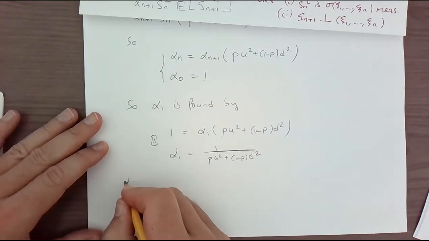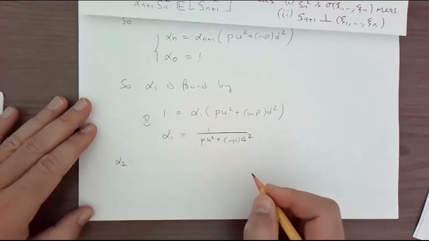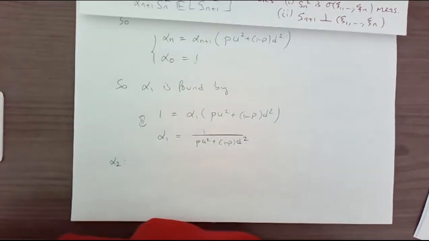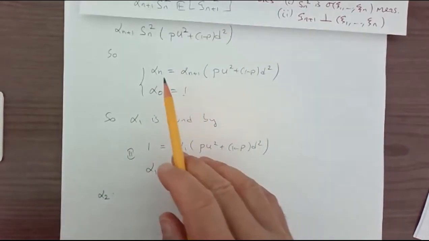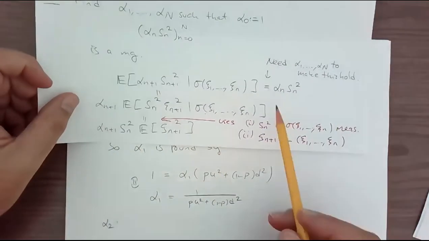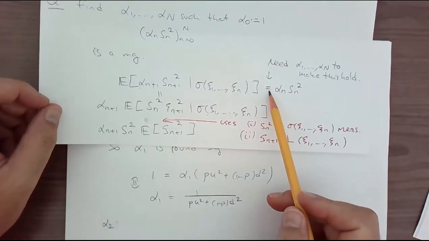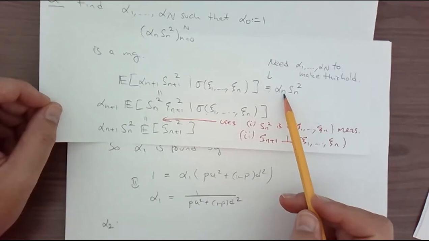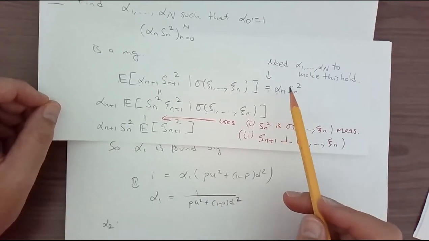So alpha 2. Can I ask a quick question? Yes, of course. So where did you get the alpha n from? Because I think we took out alpha n plus 1. Yeah, right. This is what we need. Oh, okay. Right. So here is alpha n Sn squared.